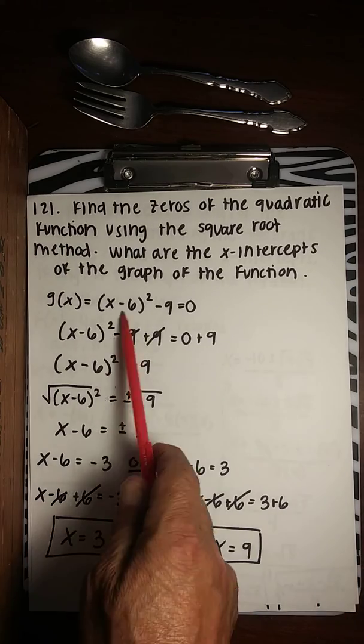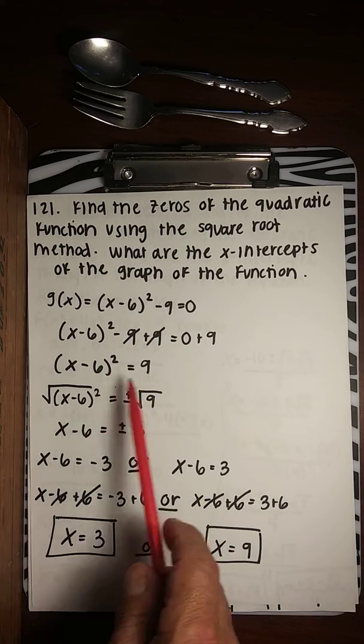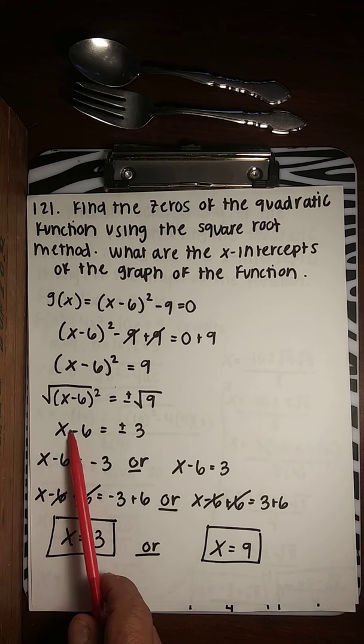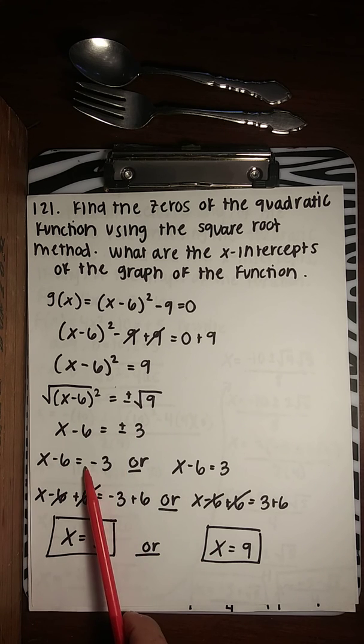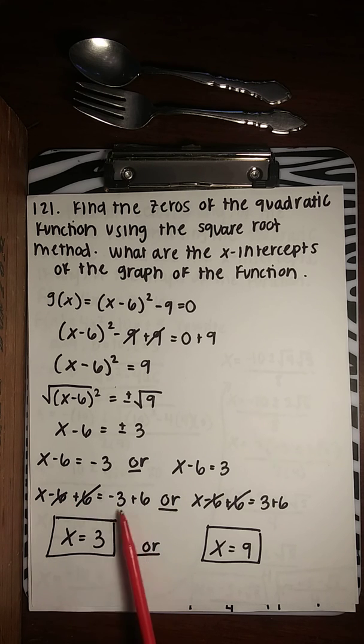Find the zeros. Set that equal to 0. Bring the 9 over. Take the square root. So now we have x minus 6 is this. X minus 6 equals negative 3. Or x minus 6 equals 3. So this one, add 6, add 6. So I got 3. Add 6, add 6. So we got 9.